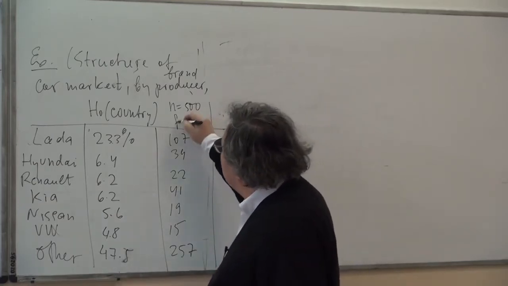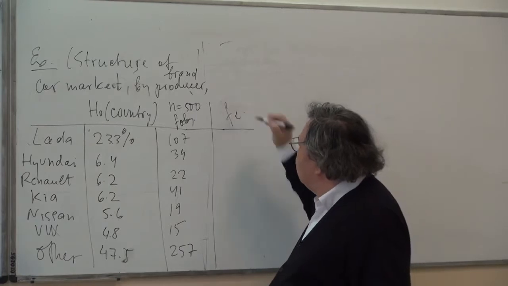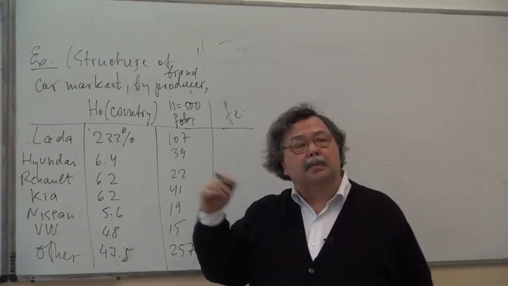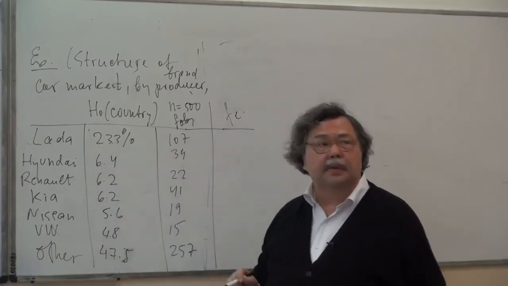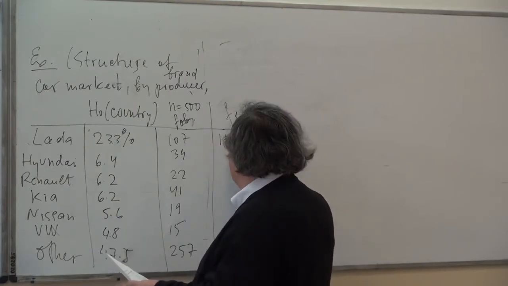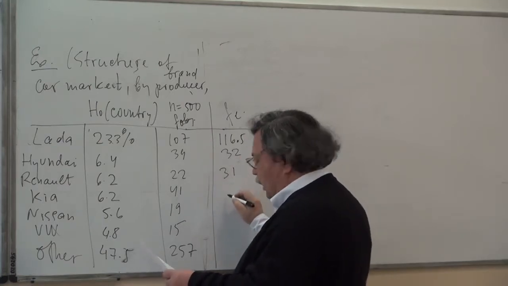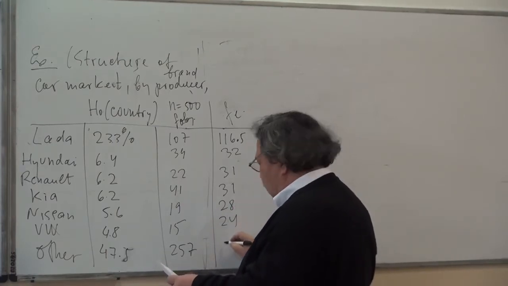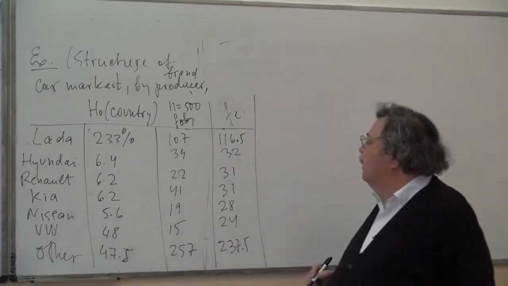These are the observed frequencies, but then we compute the expected frequencies by multiplying the sample size and the proportion. So here for this position, 500 is multiplied by 0.23. Okay, and the numbers that we get here are these: 116.5, 32, 31, 31, 28, 24, 236.5. So two comments are due here.